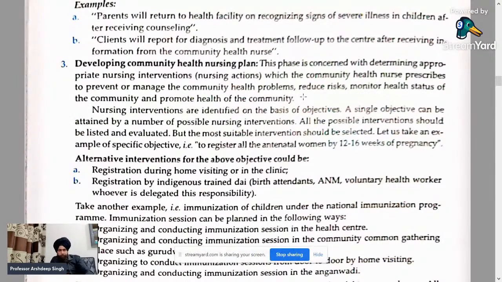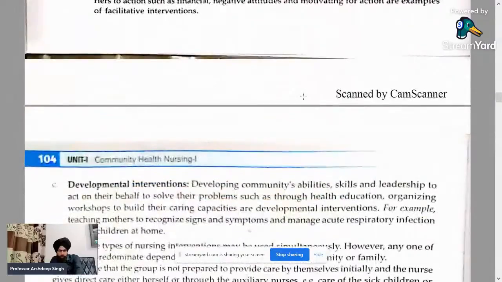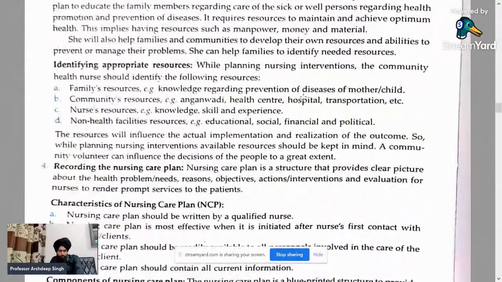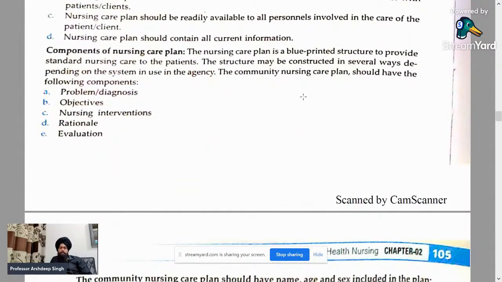Okay, next. The important thing in this is the various types of components that are included in the nursing care plan. So different components are there in the nursing care plan, like what is included in a nursing plan. First of all is the problem and the diagnosis. We will construct a problem and diagnosis, that is, what type of problem the patient or the person is suffering from, and then we will make a diagnosis on that.